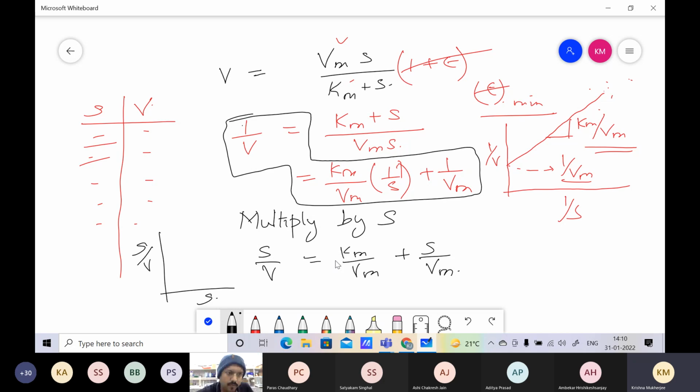So what is your intercept? The constant, Km upon Vm. And your slope is 1 by Vmax. So this is called the Hanes plot.